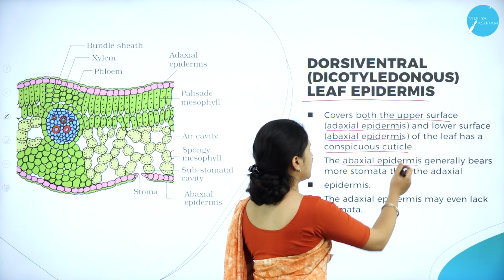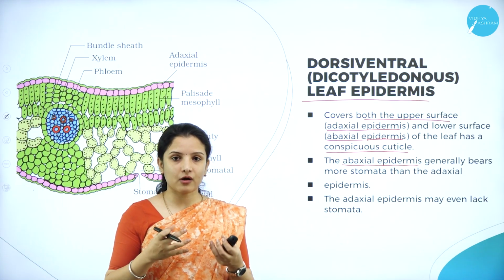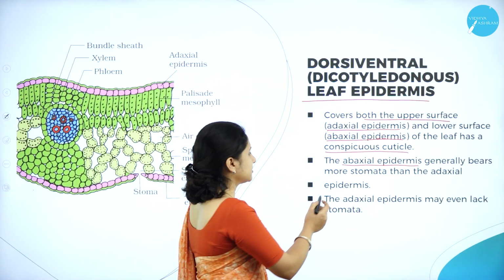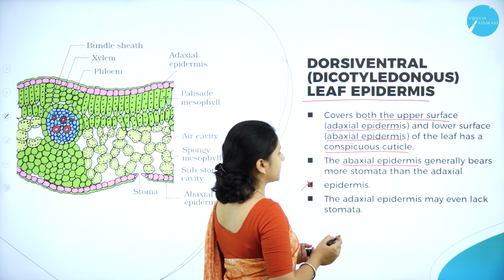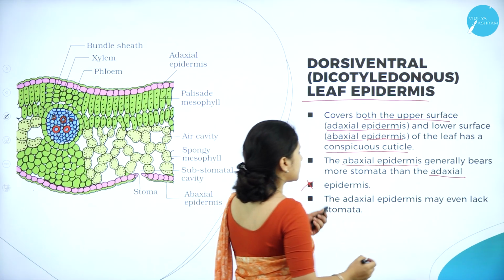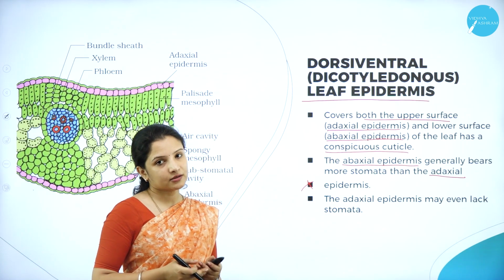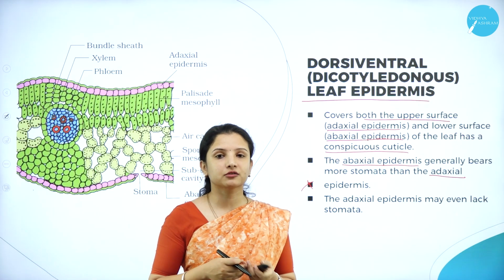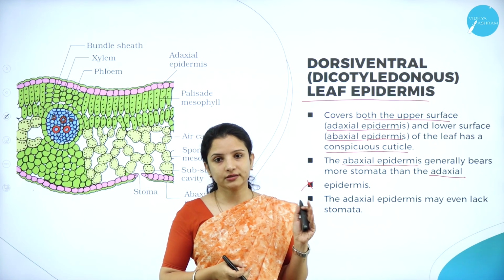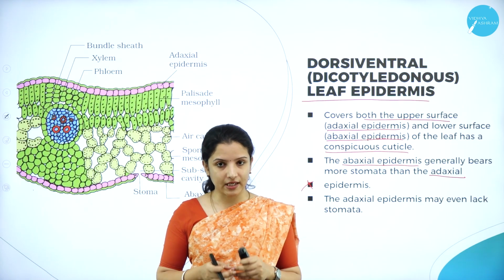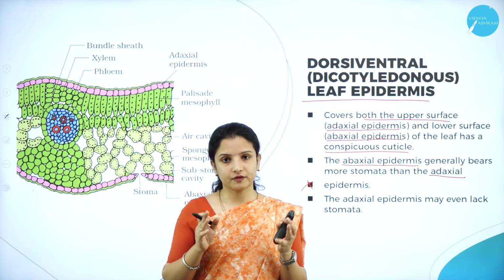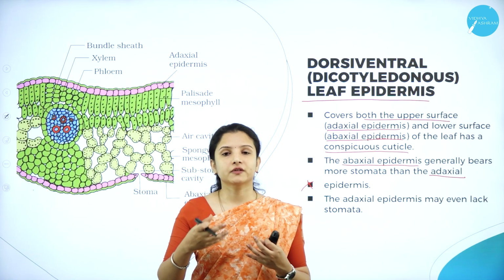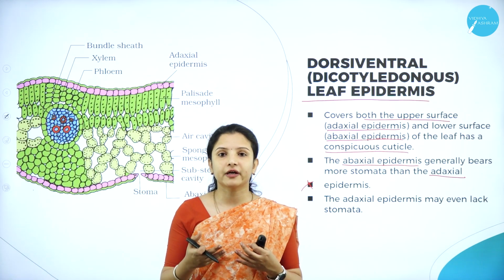The abaxial epidermis actually has more stomata when compared to the adaxial epidermis, and the adaxial epidermis may even lack stomata in some cases. This is one of the characteristic features of the dicotyledonous leaf. Not just the dicotyledonous, the monocotyledonous leaf as well, that is the presence of stomata. So how are the stomata formed? It is nothing but the modification of some of the epidermal cells into stomata.